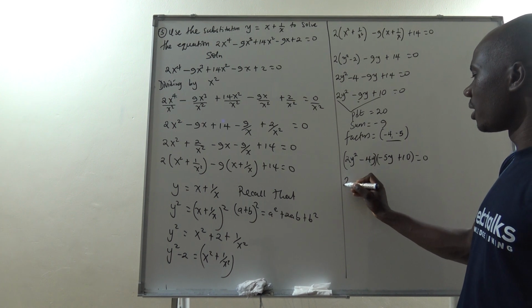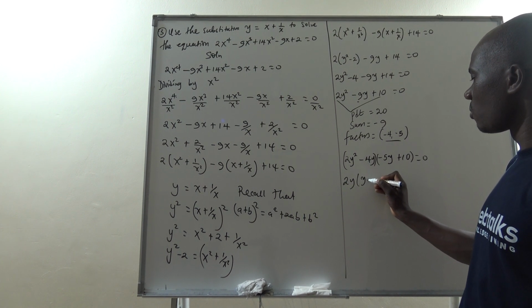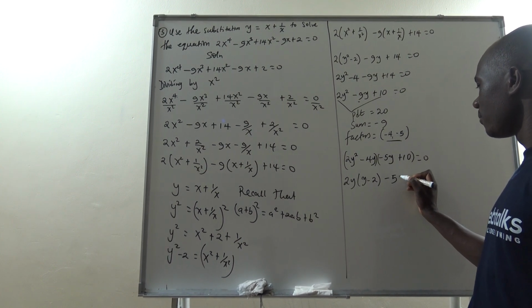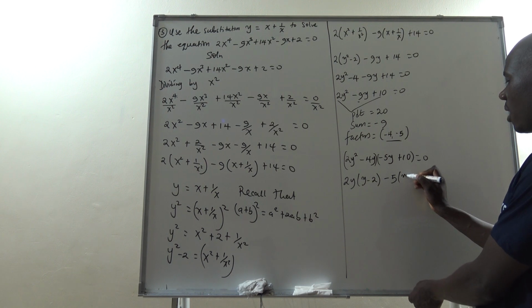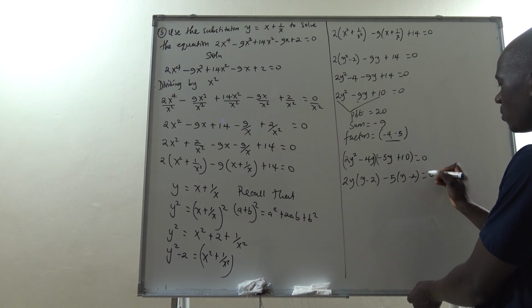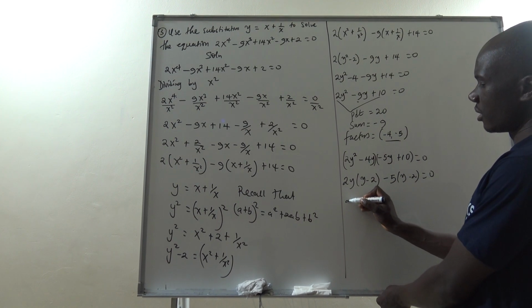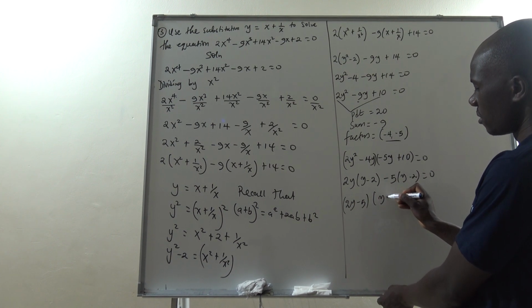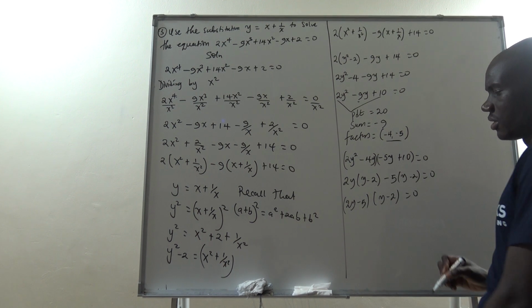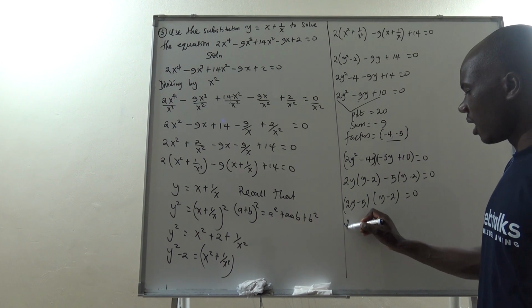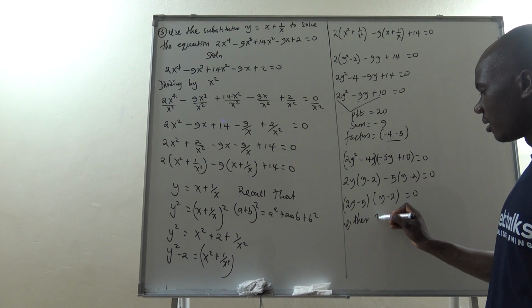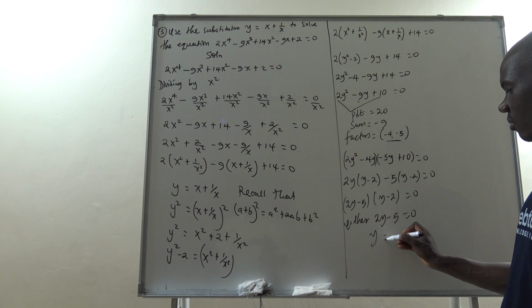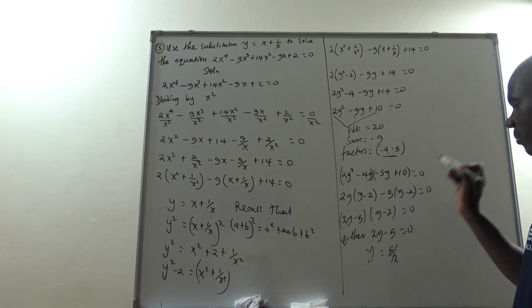What is common here is 2y into y minus 2. What is common here is -5 into y minus 2. Everything equals 0. So what we're going to write is 2y minus 5 again into y minus 2 equals 0. So we are going to say either 2y minus 5 equals 0. So what is y? y equals 5 over 2.